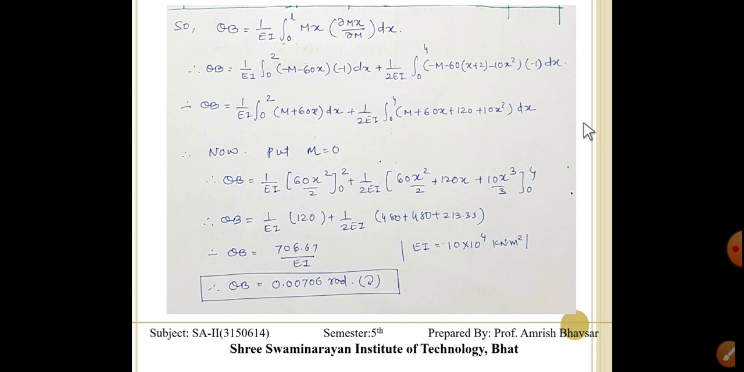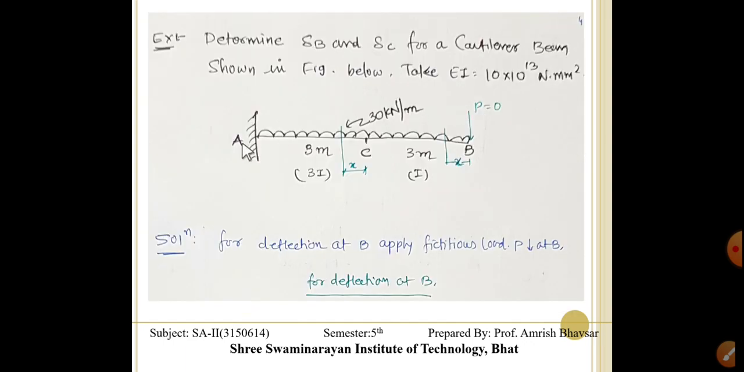Now another case: determine delta B and delta C for the cantilever beam shown in the figure. Here we have to take deflection at only 2 points. There is no rotation, so no need to put any fictitious moment over any point. But for the deflection we have to take two fictitious loads at the 2 points of this beam.